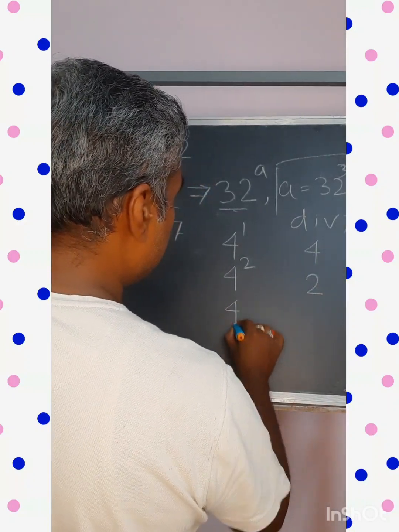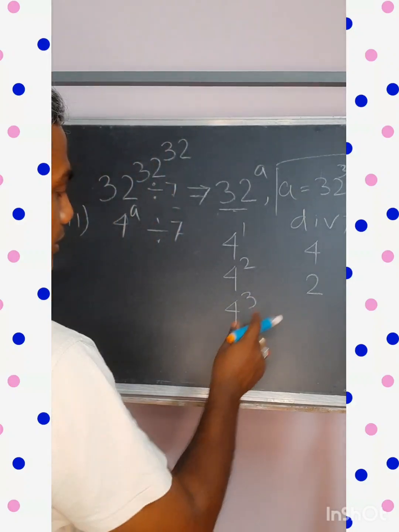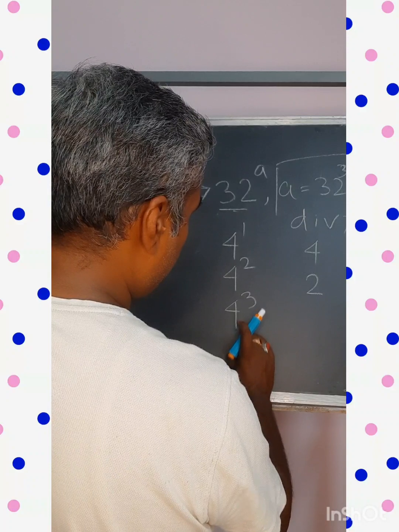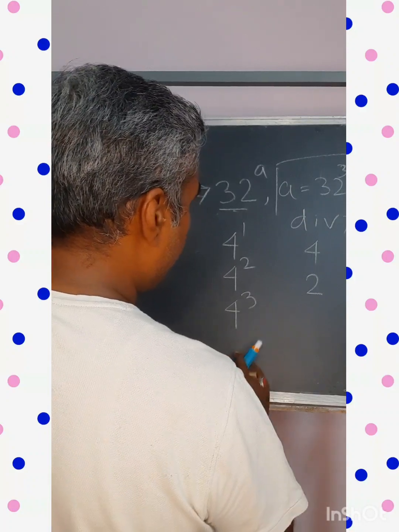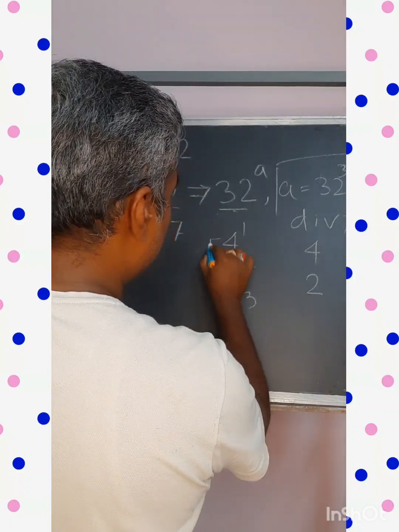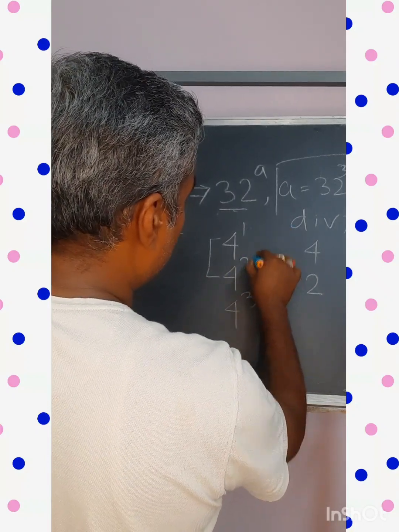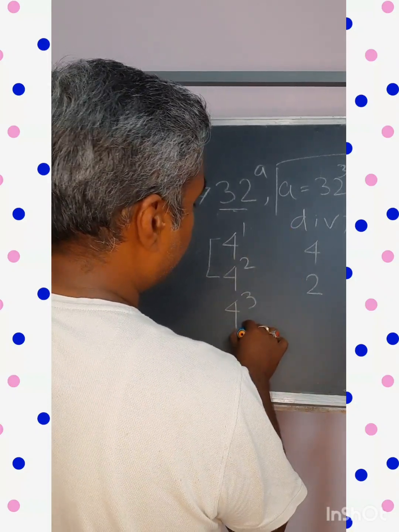Now the next number, 3. Now I have to explain one thing, because if we go on calculating this kind of thing, it will be very cumbersome. Rather, if I see the first two, 4 to the power 1 and 4 to the power 2 together will make 4 to the power 3.